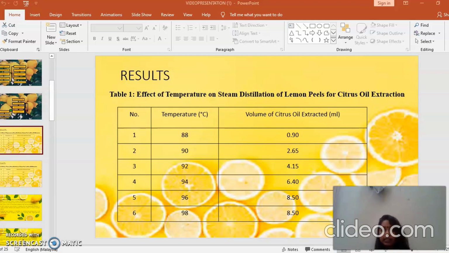At 90 degrees Celsius is 2.65 milliliter. At 92 degrees Celsius is 4.50 milliliter. At 94 degrees Celsius is 6.40 milliliter. At 96 degrees Celsius is 8.50 milliliter. At 98 degrees Celsius is 8.50 milliliter. So based on this table, we know that 98 is our maximum temperature and we managed to collect 8.50 volume of citrus oil extracted from our lemon peels.